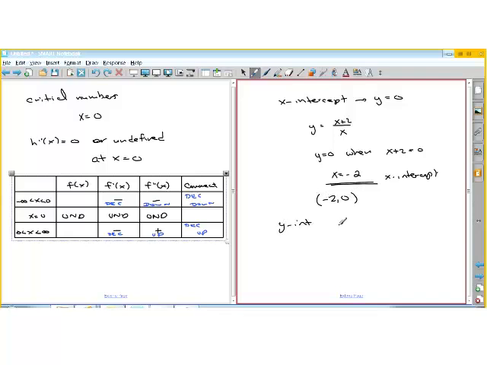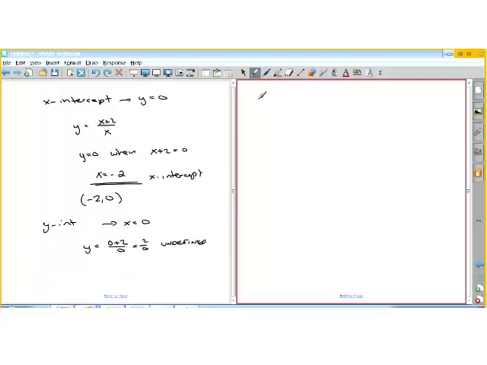For the y-intercept, we set x equal to 0. If we do that, we get 0 plus 2 over 0, which is 2 over 0, which is undefined. And that's because we have a vertical asymptote on the y-axis. So then we talk about asymptotes.